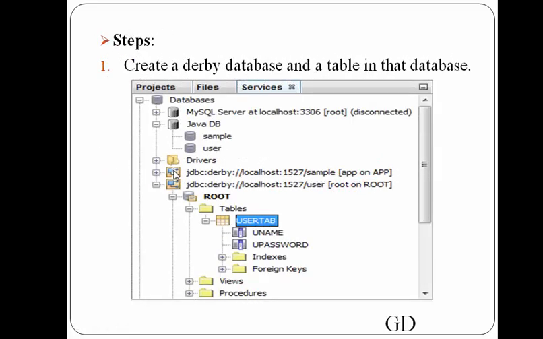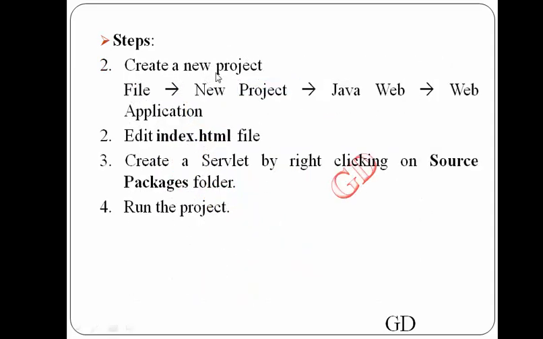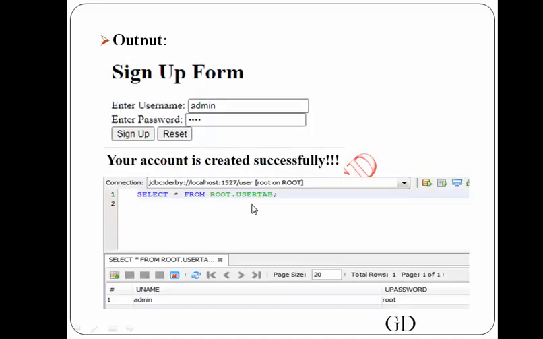These are the steps for creating this application. I'll be starting with creation of Derby database and then I'll create a table in that database. So here as we can see, user is the name of my database. User tab is the table name in which I have taken two columns, uname and upassword. Once my database is ready, I can create a new project. Then I need to edit the index.html file. Then I can create my servlet file and finally I can run the project.